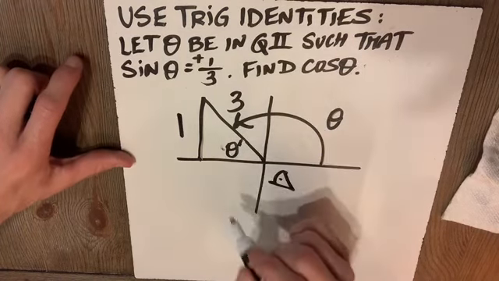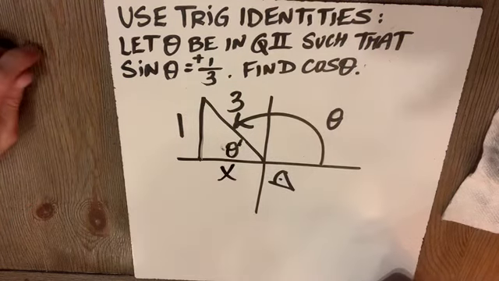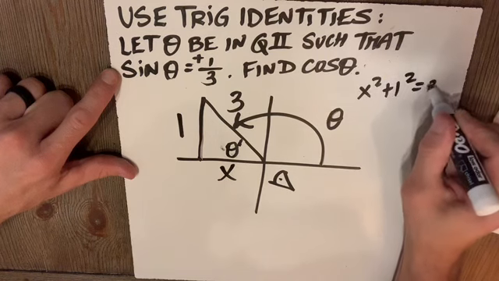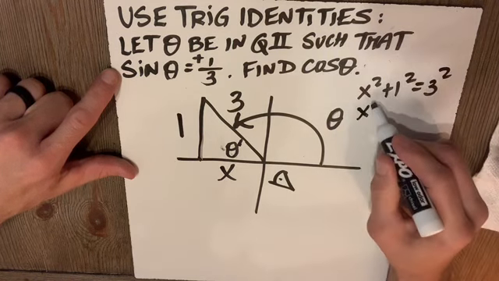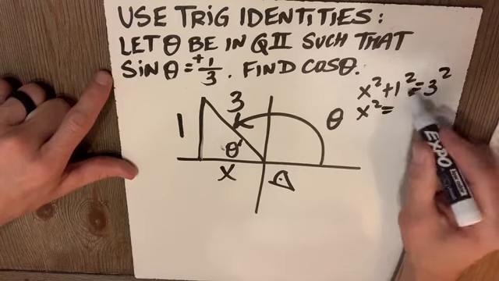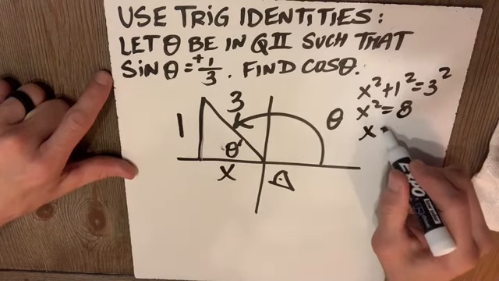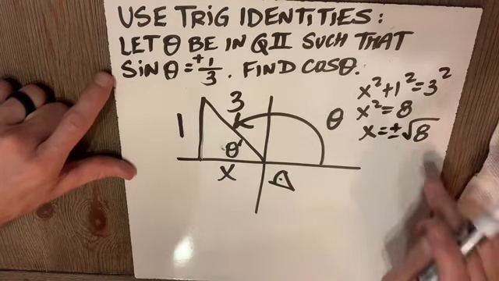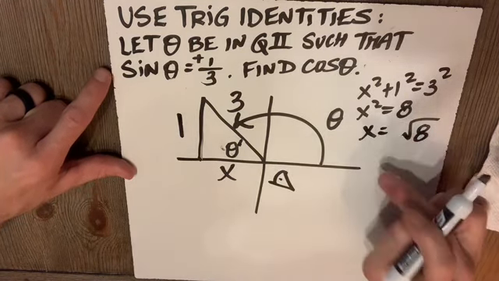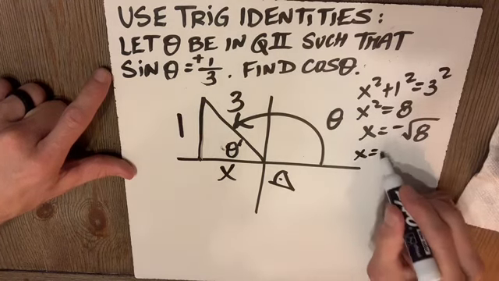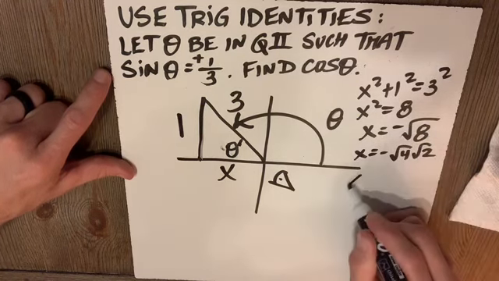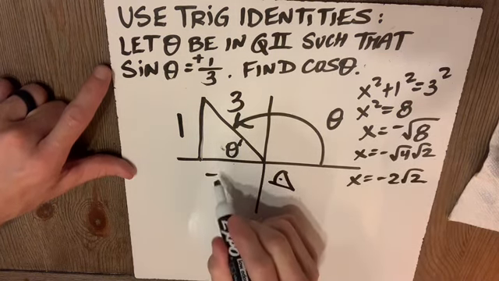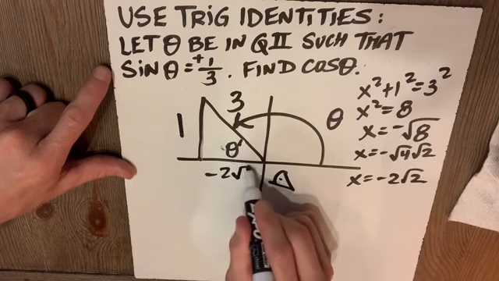Sorry, there's theta prime. And I don't know what this side, I'll call that x, is. Well, I know that x squared plus 1 squared equals 3 squared. So x squared equals, if I subtract 1 from both sides, 9 minus 1 is 8. And x is plus or minus the square root of 8. But because we're going to the left, I know that that is negative. So x is negative root 4 times root 2. So x is negative 2 root 2. This is my triangle, negative 2 root 2.